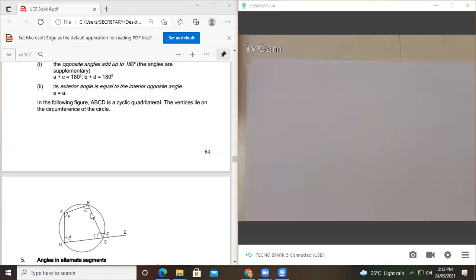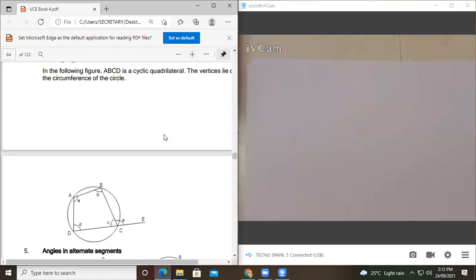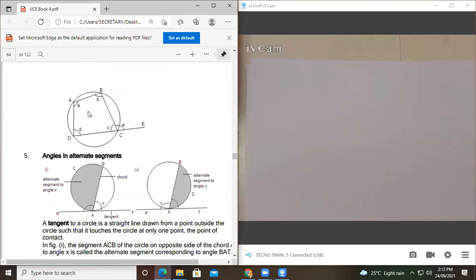So what we should know is that B and D, if added together, add up to 180 degrees. And also A and C, if added together, add up to 180 degrees. Then the other thing is that the two angles A and E are equal. So one exterior angle is equal to one opposite interior angle. So A is equal to E.